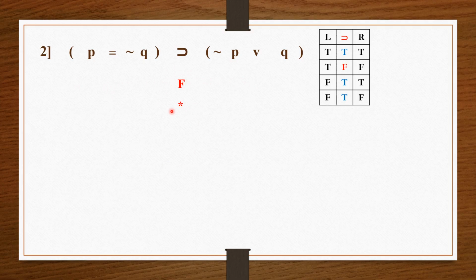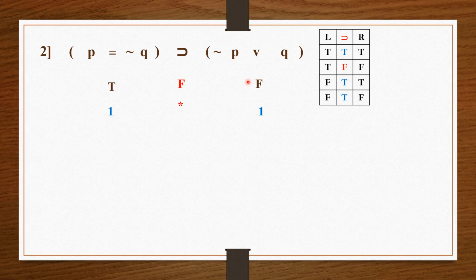Now when is an implicative statement false? It is false only under one condition. That is when the left, that is the antecedent, is true and its consequent is false. So what is the antecedent of this implicative statement? Antecedent is P equivalent to curl Q, where equivalence is the main. So below this main, we are going to write true. And what is the consequent? The consequent is this bracket, where wedge is the main. So below wedge, let us write false, and number it as 1, 1.